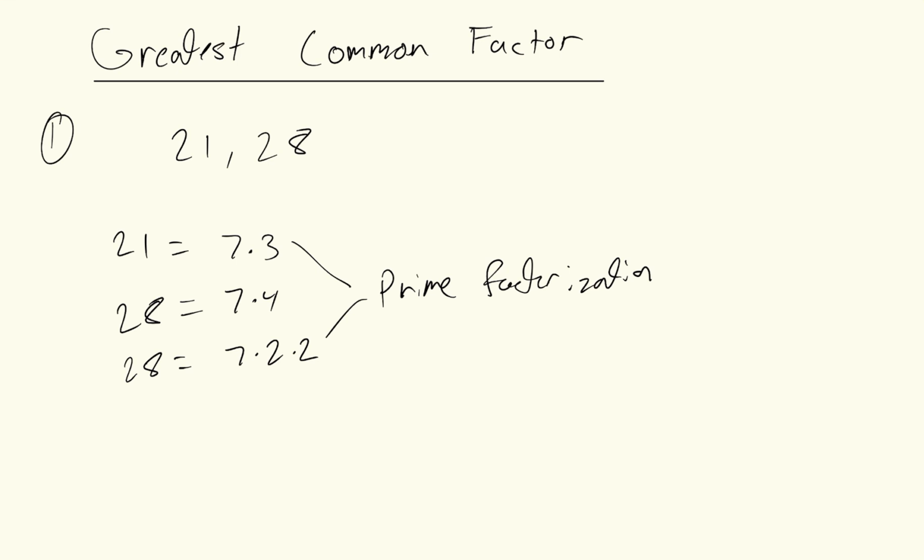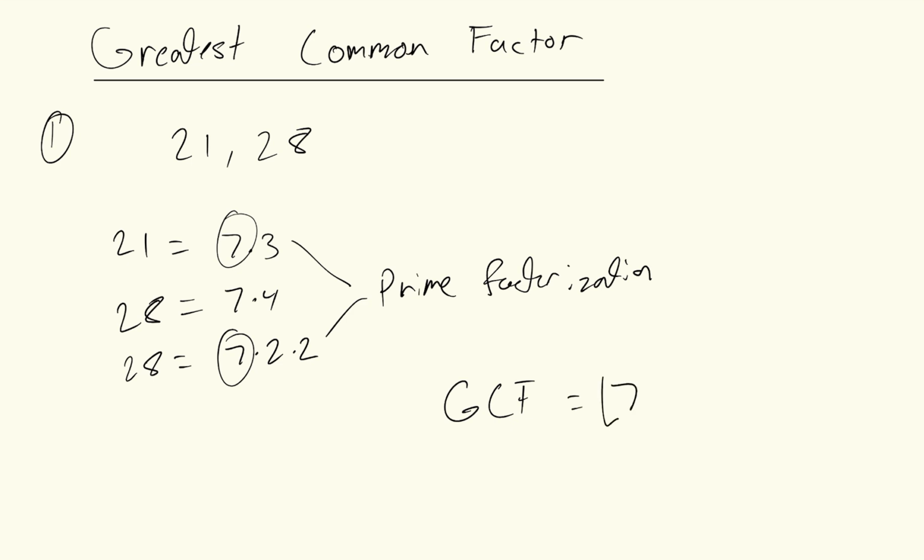Now that we know the prime factorization for 21 and 28, we see which factors are common. As you can tell, the 7 is found in both of them. So the GCF for 21 and 28 is equal to 7. Let's try another example.